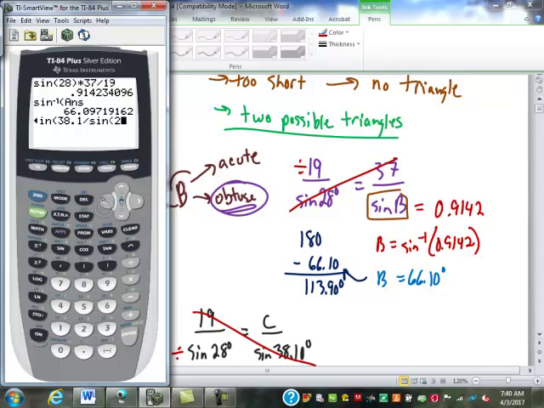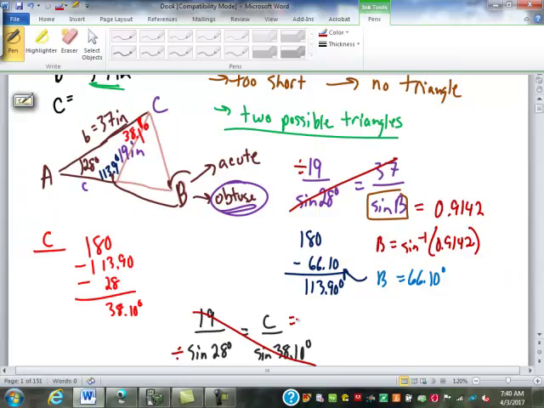Oops, sorry, parentheses in here. $24.97 I'm getting. That's inches. Now let's go back and double check and make sure this makes sense.